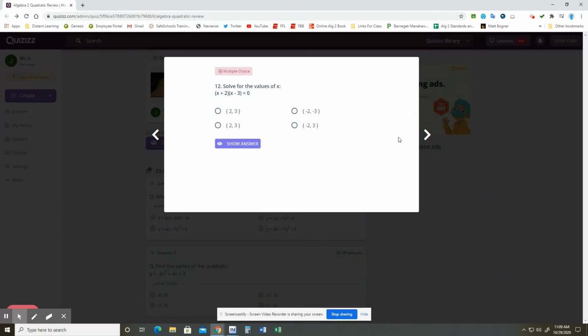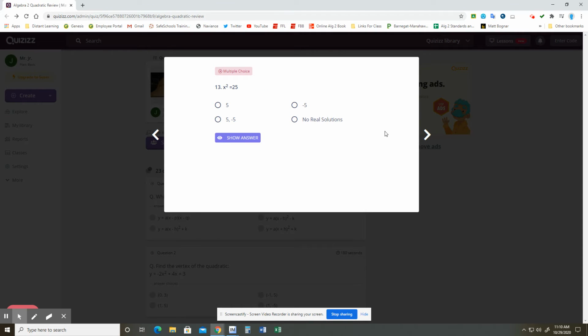-2 and +3. Now, this is a little weird because they gave it to you in what they call set notation, not ordered pair or anything like that, or just listing them out. But you can see -2 and +3 as your two solutions.